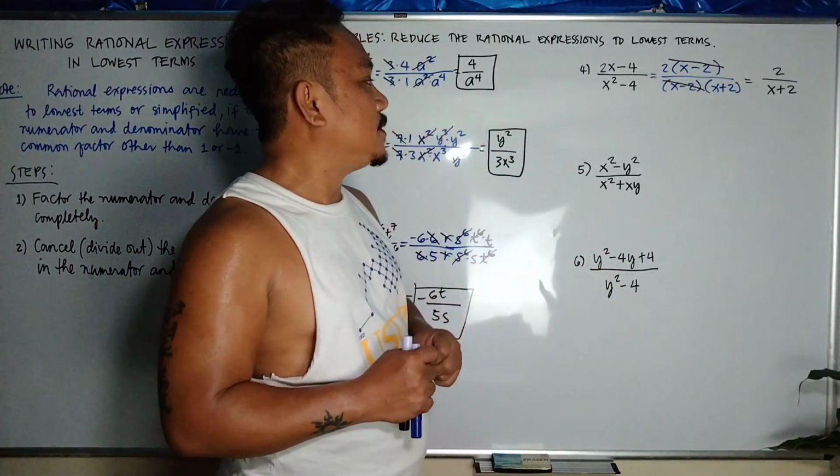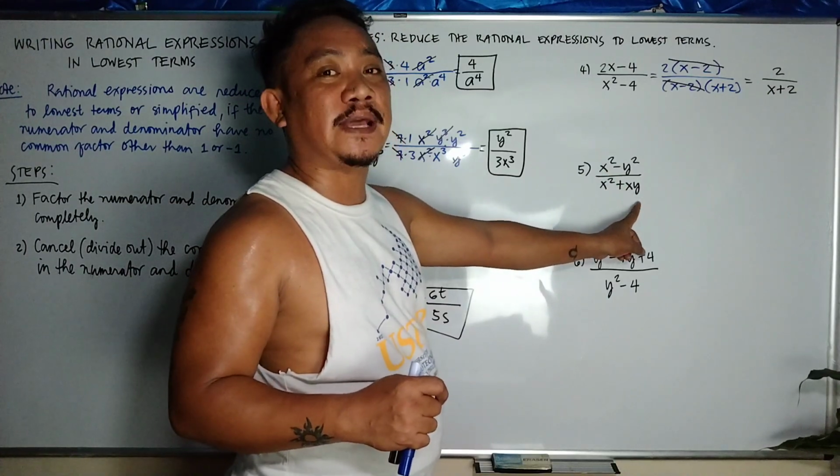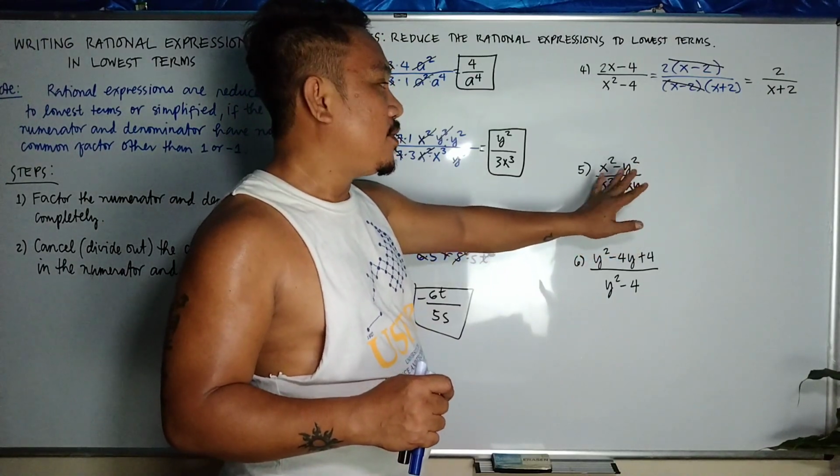Well, number 5, we are given x squared minus y squared over x squared plus xy. Again, look at the numerator.